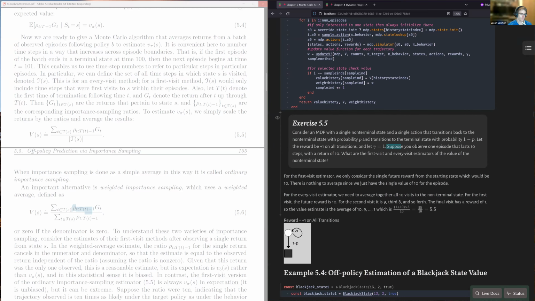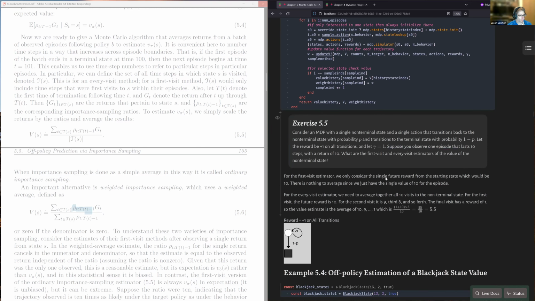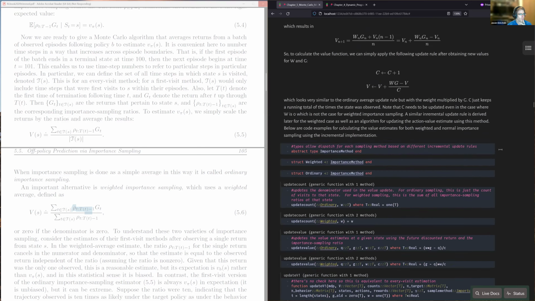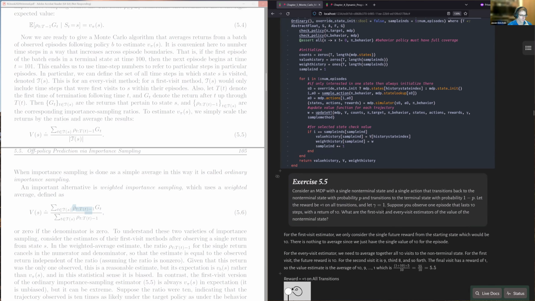So the question is, suppose you observe one episode that lasts 10 steps with a return of 10. What are the first visit and every visit estimates? Oh, actually, this exercise has nothing to do with off policy stuff, does it? I guess it's in the section. Well, it's still a good exercise.